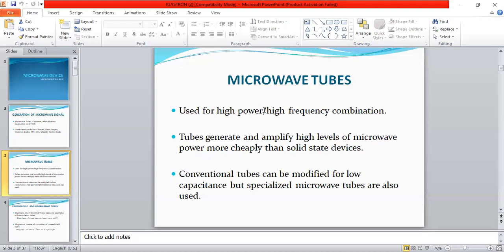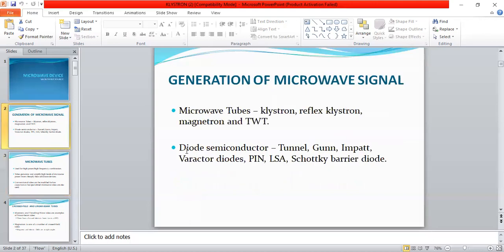So pulse power can be generated by the microwave sources, that is also high power. High pulse power can be generated. And the second point is tubes generate and amplify high levels of microwave power more cheaply than the solid state devices. We have already discussed what the solid state devices are.